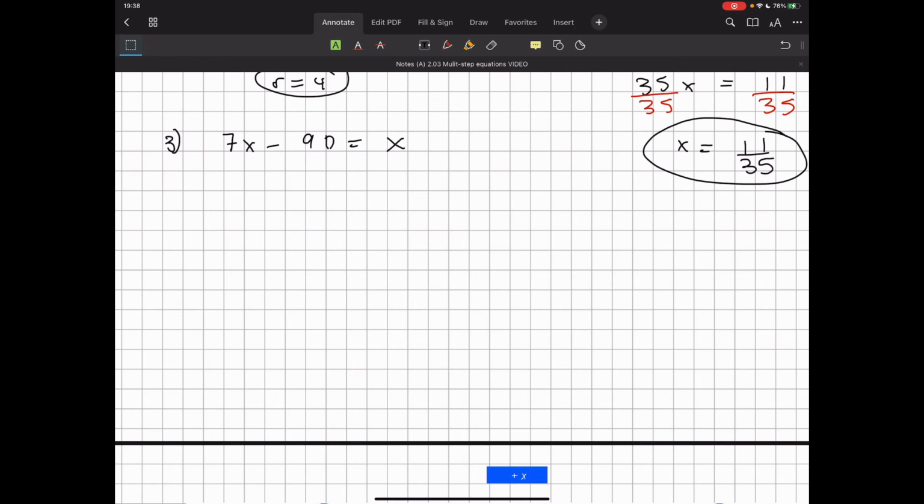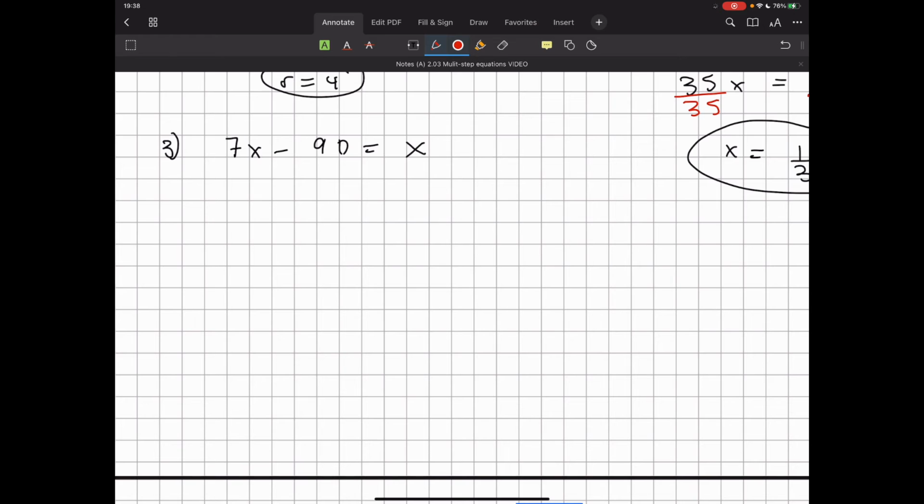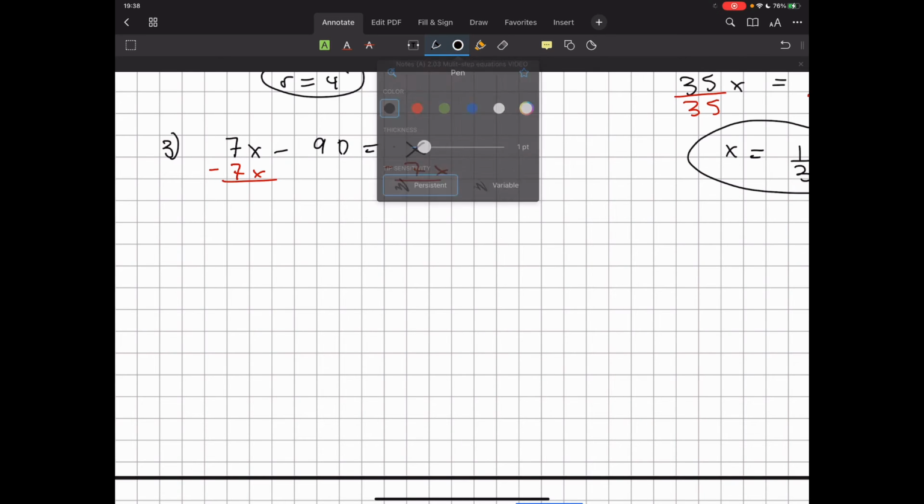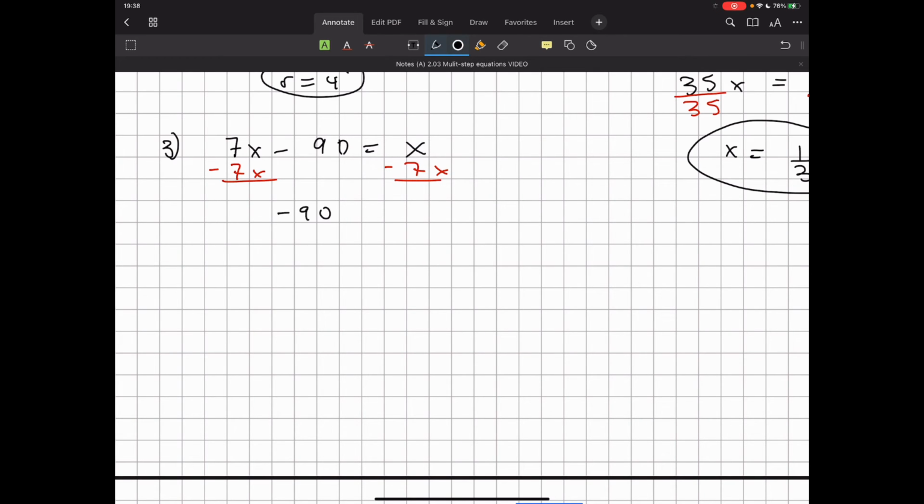Now in problem number 3, I'm going to do something a little different here. A lot of students prefer to have the variable they're solving for on the left side of the equal sign. And I, in fact, did that with all of the problems I did previously in this video. I'm going to do something a little different here. I'm going to subtract 7x from both sides. And when I do that, I'm left with negative 90 equals negative 6x.